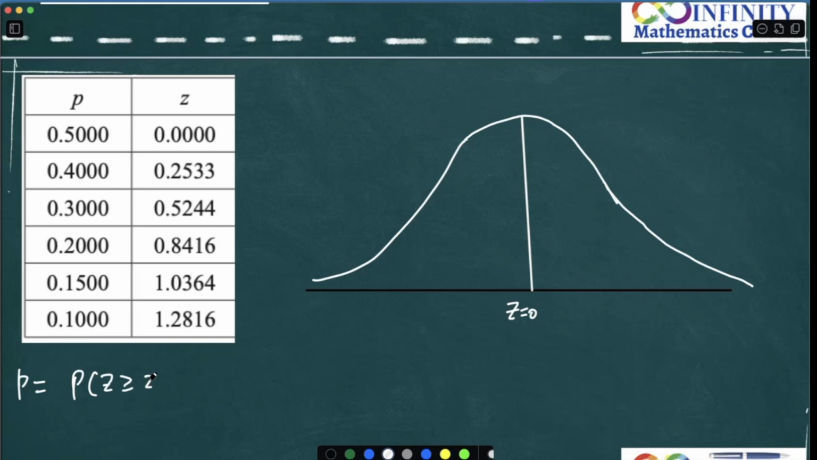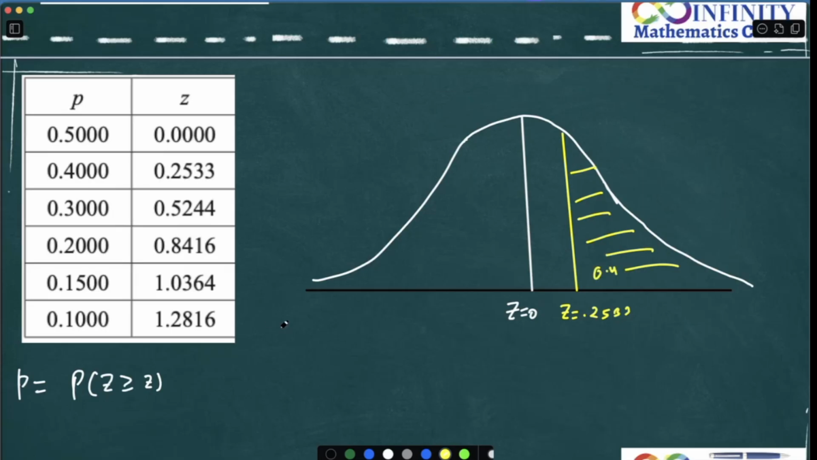So small p represents the probability of Z bigger than or equal to this value of Z, that is, the small values of Z given to you. So 0.5 stands for this complete area, which is 0.5. This is the probability given to you, and the Z value in this case is 0. Now the second situation is when the Z value is 0.2533. The probability of this whole region is going to be 0.4.